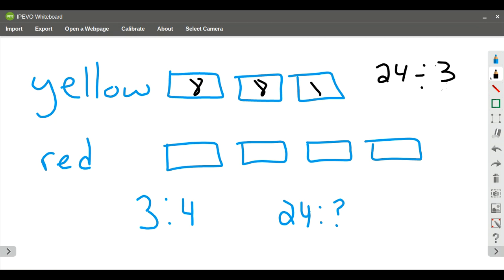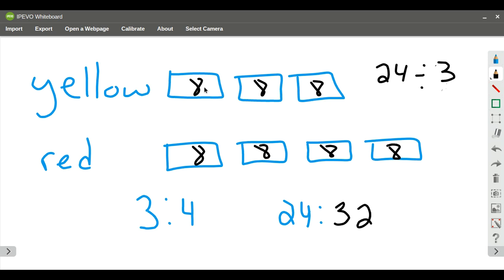So I want to put 8 in each one of my models. If I have 8 in each one of these, then in order to keep this equivalent, I need to have 8 in each one of these. So each one of my pints is now worth 8. So I get 24, and I have 1, 2, 3, 4, so the ratio is going to be 24 to 32.